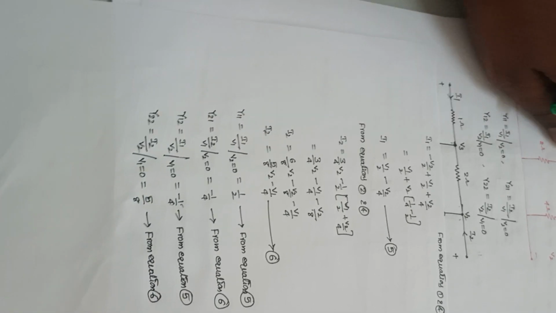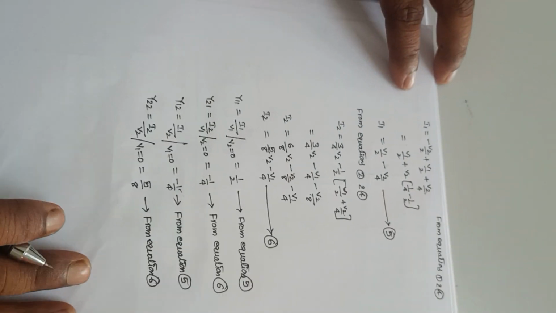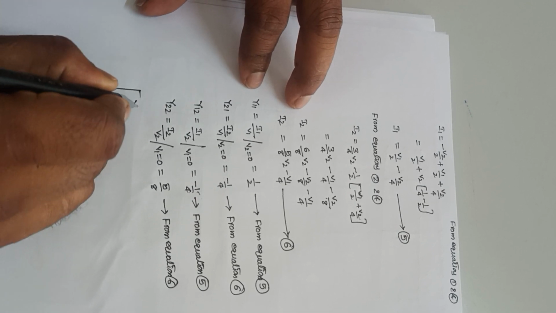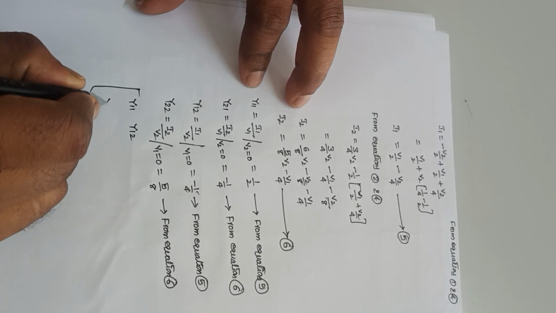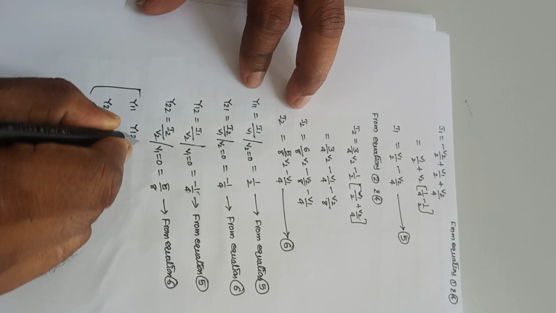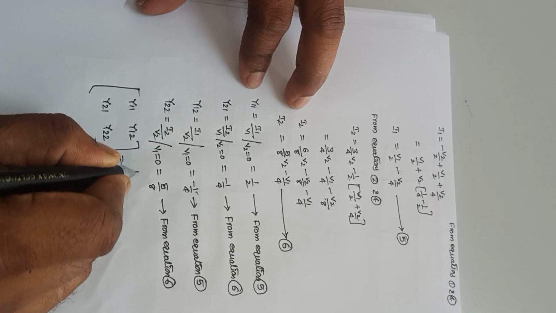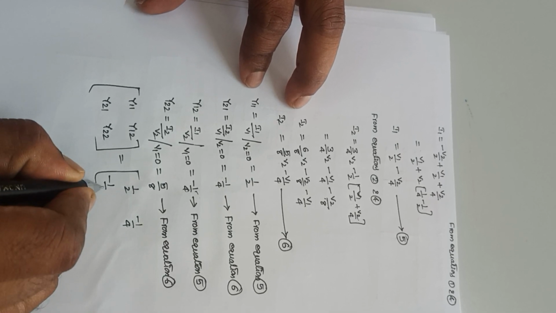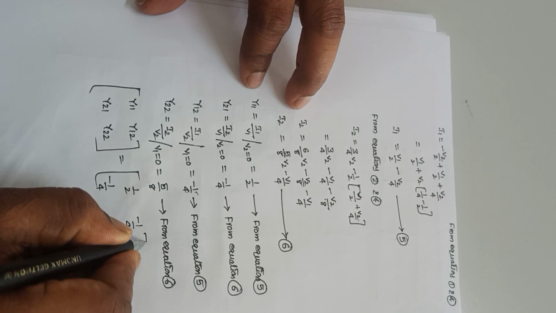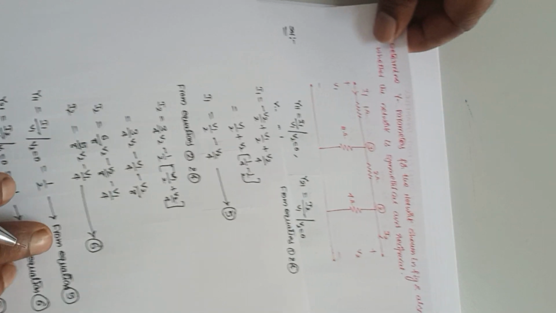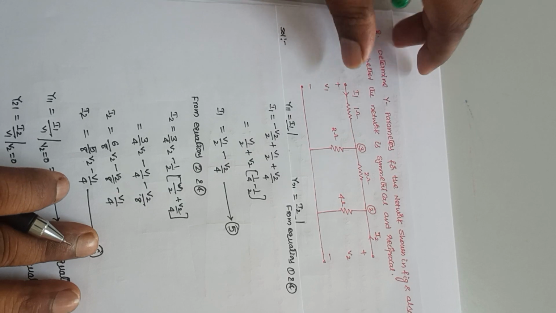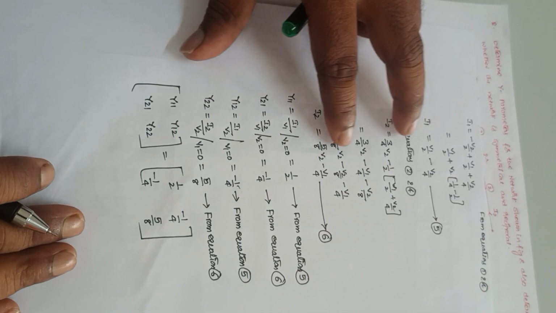So if I write these short circuit parameters in matrix form, y11, y12, y21, y22 is equal to 1 by 2, minus 1 by 4, minus 1 by 4, 5 by 8. And in this problem itself, we are asked to find this and also determine whether the network is symmetrical and reciprocal. So what is the condition for symmetrical?